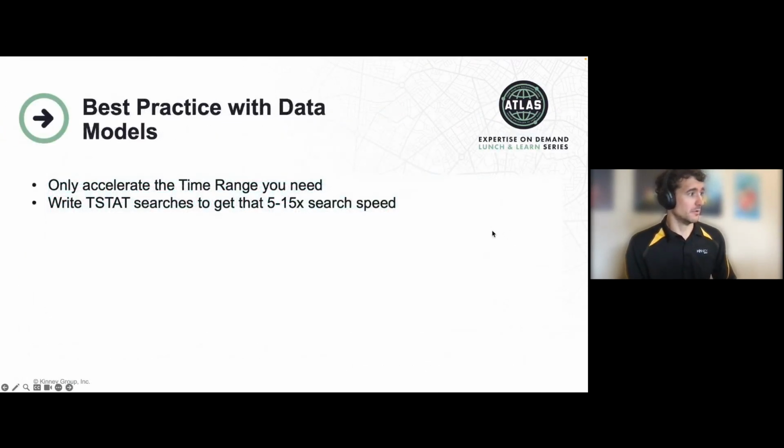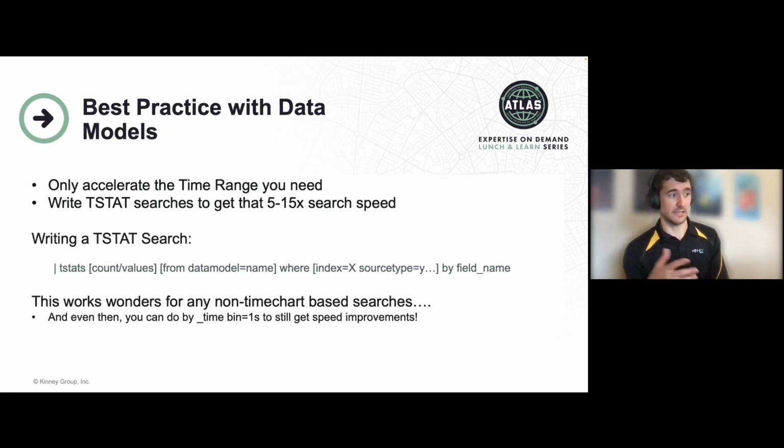Now, the best practice side for leveraging data models: only accelerate the time range you need and write tstats to get that 5 to 15x search speed. This is how you write a tstats search. You can leverage data models for it, or just remember tstats count where index=* by index, sourcetype. tstats works wonders for any non-timechart based search, which is the majority of Splunk searches. If you're trying to make a bar graph, tstats works. For timecharts, you might need to use a bit more advanced metrics. Just want to flag that right now.